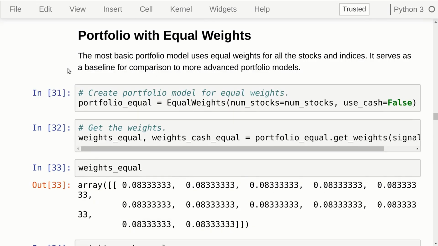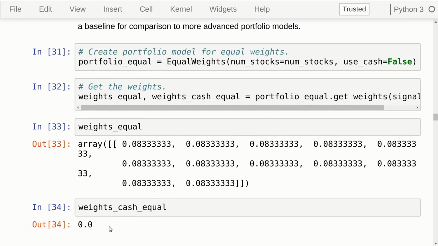Okay, so here we have the portfolio model with equal weights. And this is very simple. It just has the same weight for all of the stocks. And in this case, we have a 0 weight for the cash, but you can change this boolean up here to true, and then you have an equal weight for the cash as well.